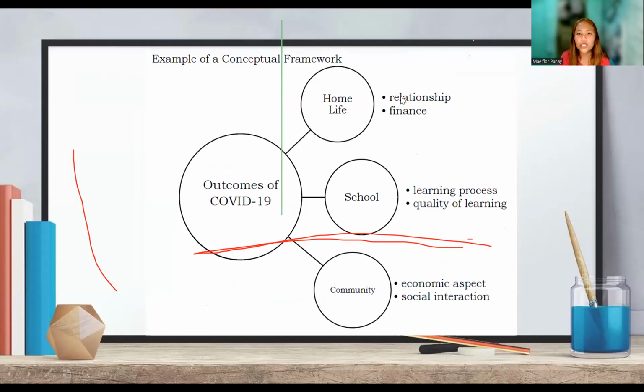So ang nakuha nga variables is the relationship and what is the outcomes of the COVID-19 in terms of your home life, ang relationship, and your finances. So in your school, how is your learning process? And then the quality of learning, is it still the same if sa katong wala pa'y COVID, kay wala yung module, or ang sa community, ang economic aspect and social interaction. So there are restrictions. So mao na siya ang na-identify nga variables after the specific topic which is the outcomes of COVID-19.